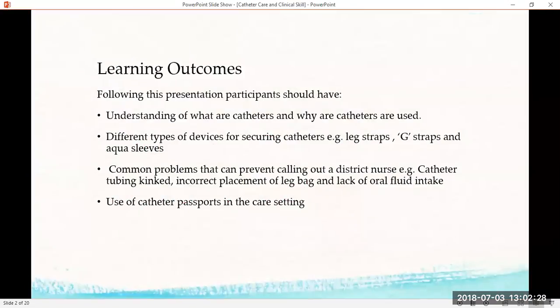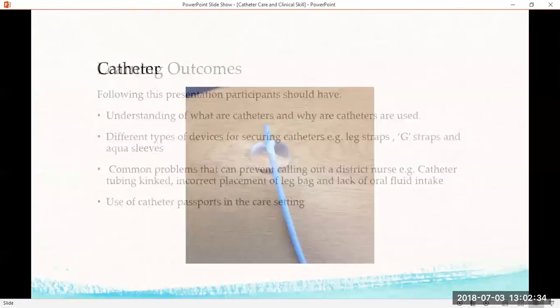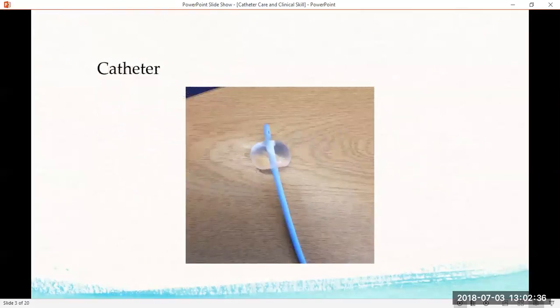Okay, so we've got a couple of learning outcomes. Can everyone see the learning outcomes? Yes. Yeah. Okay. Oh, got one slide too far, Ivan.